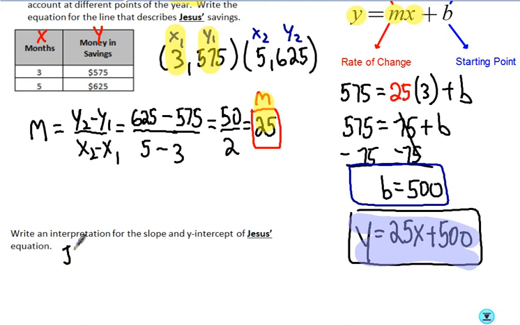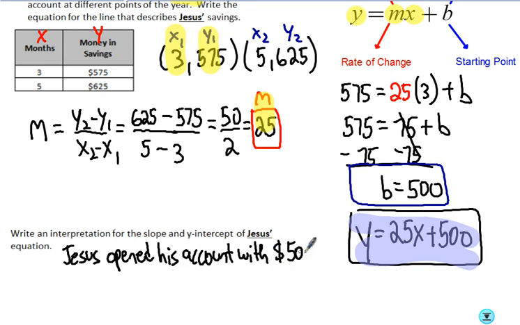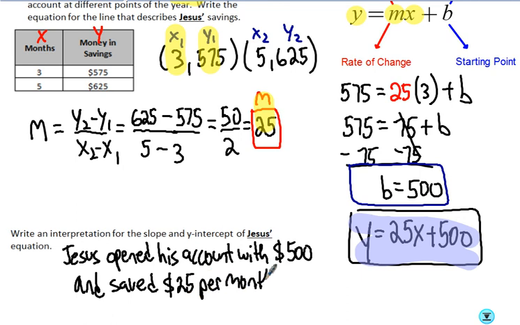So we could say Jesus opened his account with $500 and then saved. The slope represents how it's changing. So if you have a slope of 25, that means he was saving $25 per month. So Jesus opened his account with $500 and saved $25 per month.